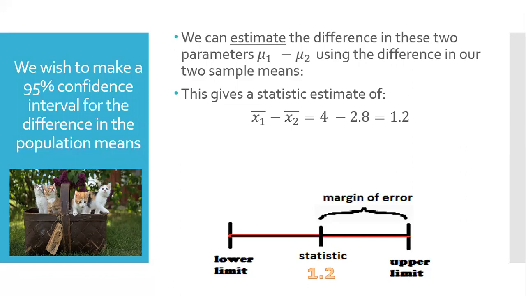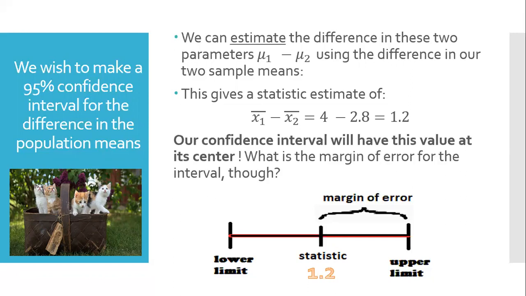That's our statistic value. And our confidence interval will have that value, the difference in sample means, 1.2, right at the center of the interval. But to finish creating the interval, we of course must find the margin of error and add and subtract that from our statistic. Well, what is the margin of error for this interval? Let's take a look.